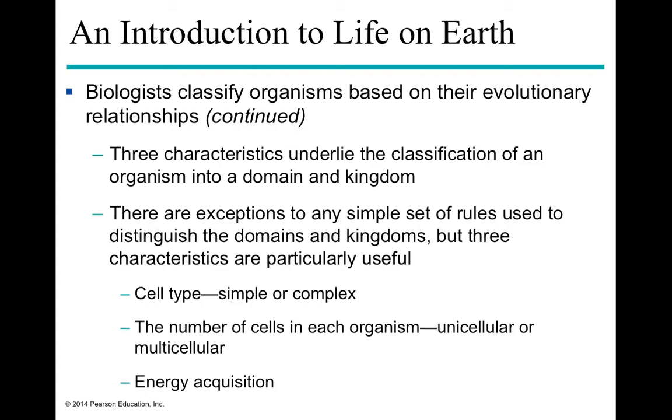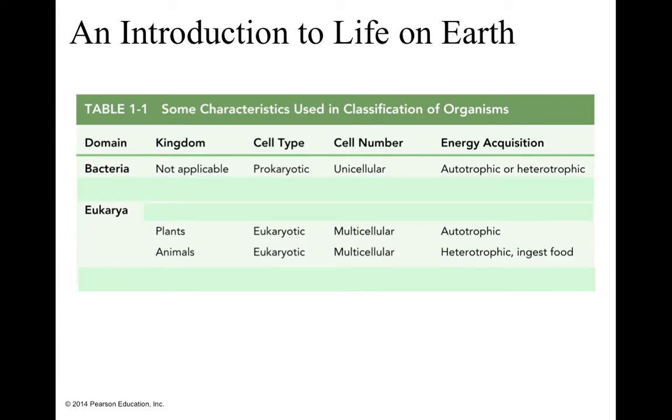So there's multiple different things that we're basically looking for in order to classify an organism into its domain and kingdom. One of the first things is going to be the cell type. Is it simple or complex, right? Is it unicellular or multicellular? And then also, how does it acquire its energy? Is it an autotroph, which would be getting its energy from the sun by photosynthesis, or a heterotroph, which is going to be getting its energy from other organisms around it? I apologize for the mix-up on that definition.